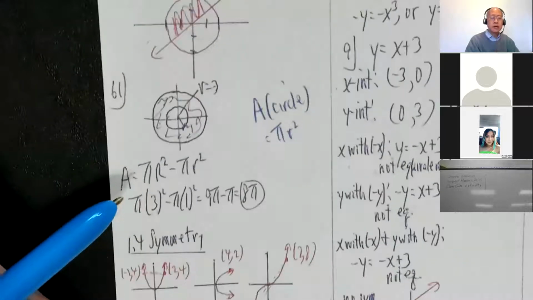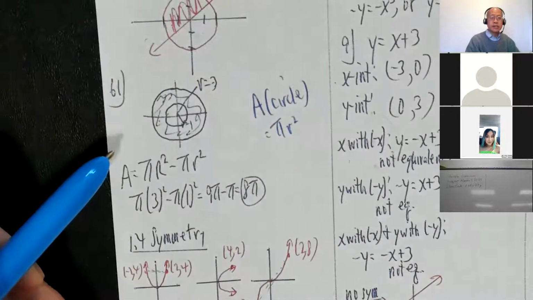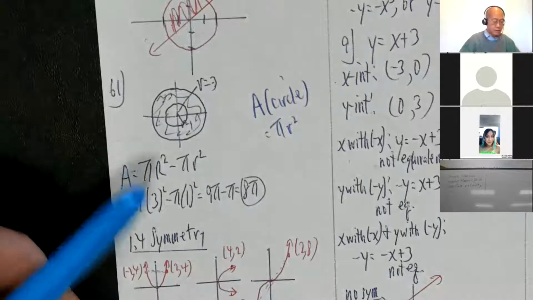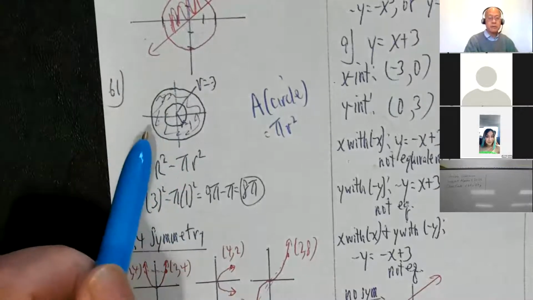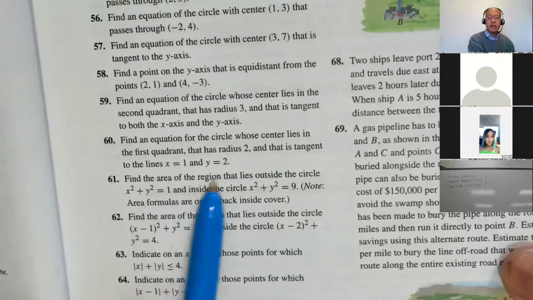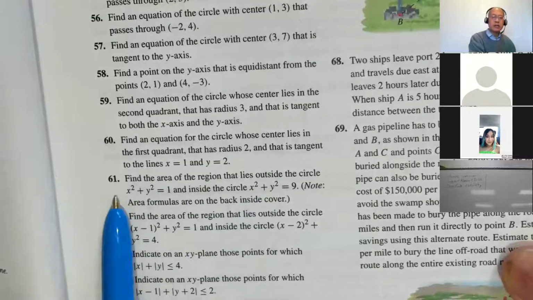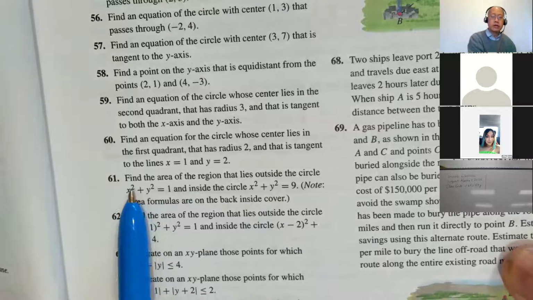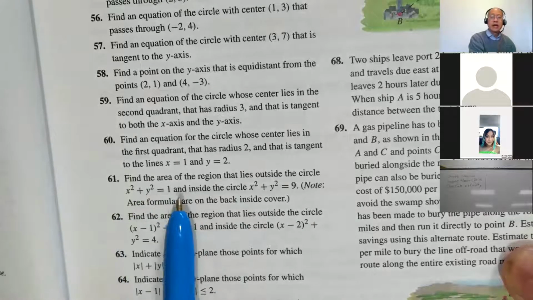And 61, and I was going to be done with the section. So I can go ahead and answer, I think what was it, 53? Okay, 61. Find the area of the region that lies outside the circle x squared plus y squared equals 1. That's a circle, center at the origin, radius of 1.